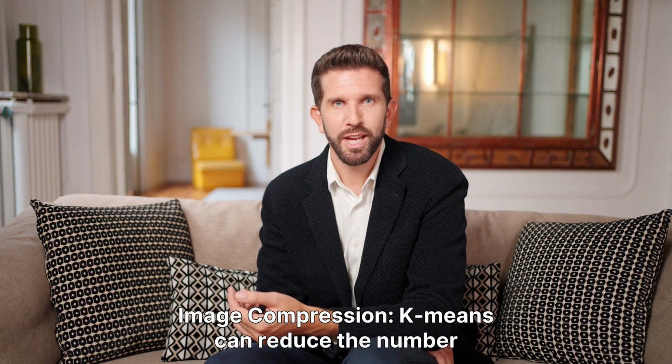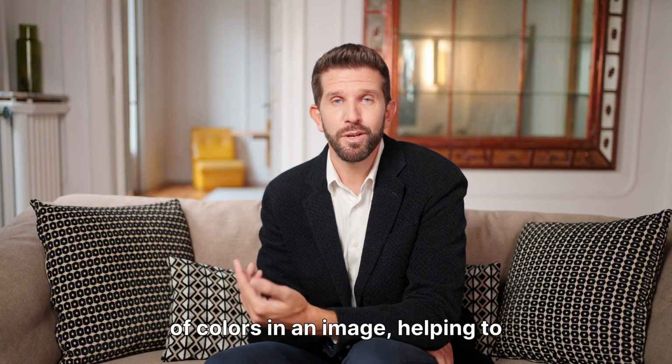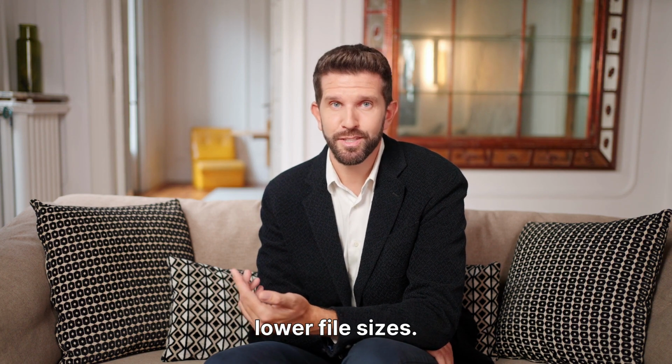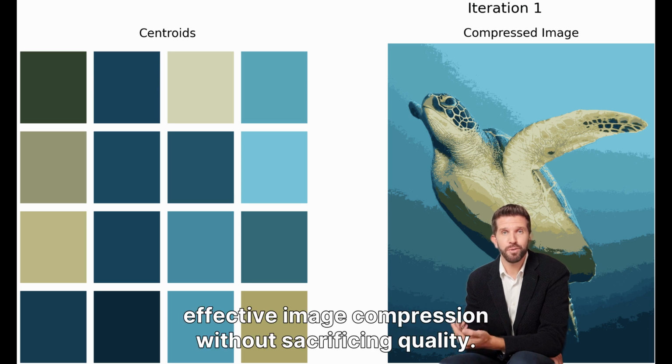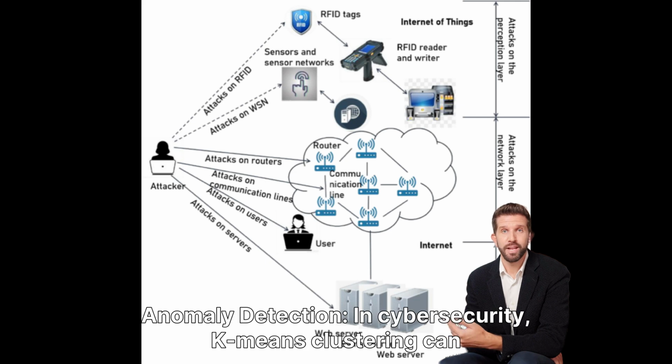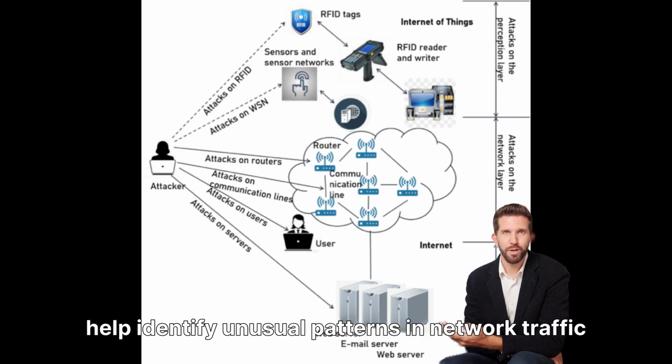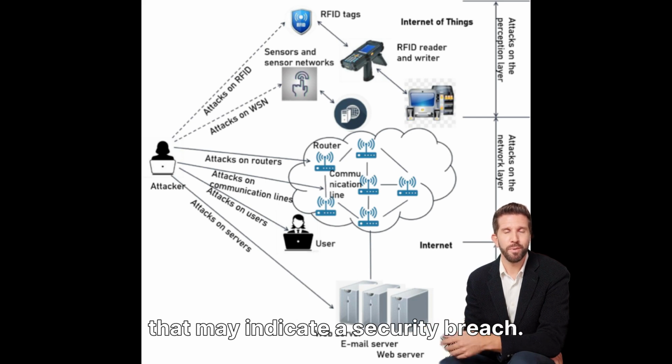Image compression. K-means can reduce the number of colors in an image, helping to lower file sizes. By clustering similar colors, it allows for effective image compression without sacrificing quality. Anomaly detection. In cybersecurity, k-means clustering can help identify unusual patterns in network traffic that may indicate a security breach.